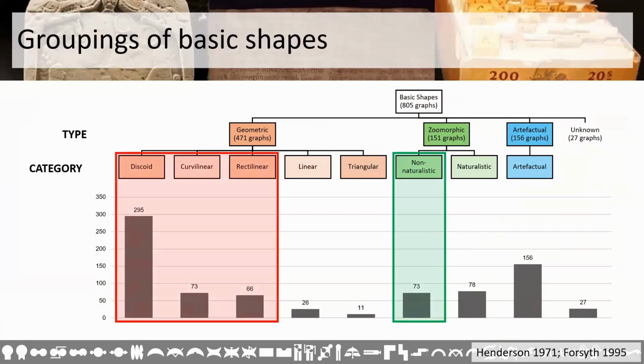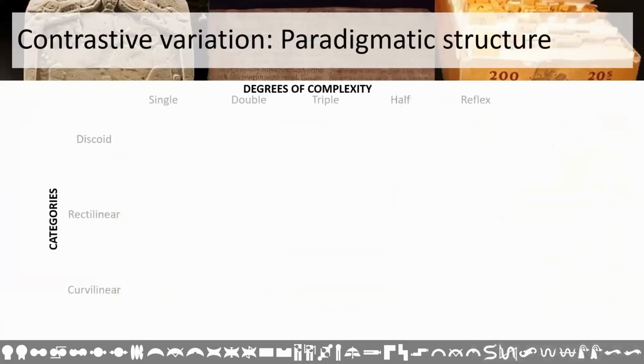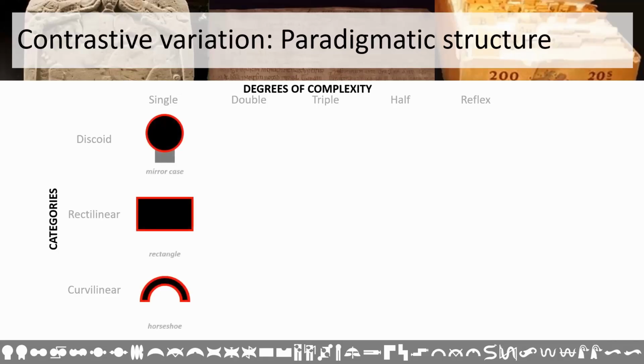There's a lot to be said about the real animals and the objects, but not today. We're just looking at the abstract ones. Okay, so how do you build an abstract basic shape? Well, I argue that what you do is you start with one of three elementary forms: a circle, a rectangle, or an arch. That gives you three basic shapes.